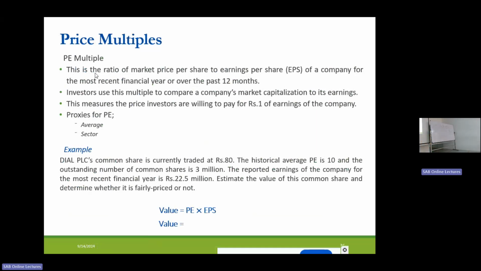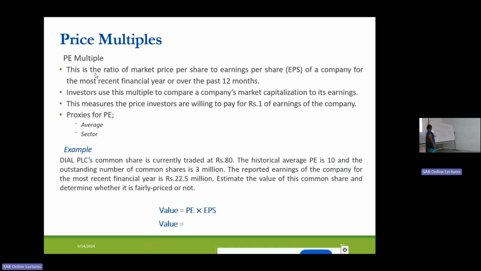Price to earnings multiple, you can calculate as market price per share divided by earnings per share. Right? If the price to earnings ratio is 6, what is the meaning of that? Suppose this is for a particular company. It means that for 1 rupee of earnings of this company, it is priced at 6 rupees. That is the meaning.